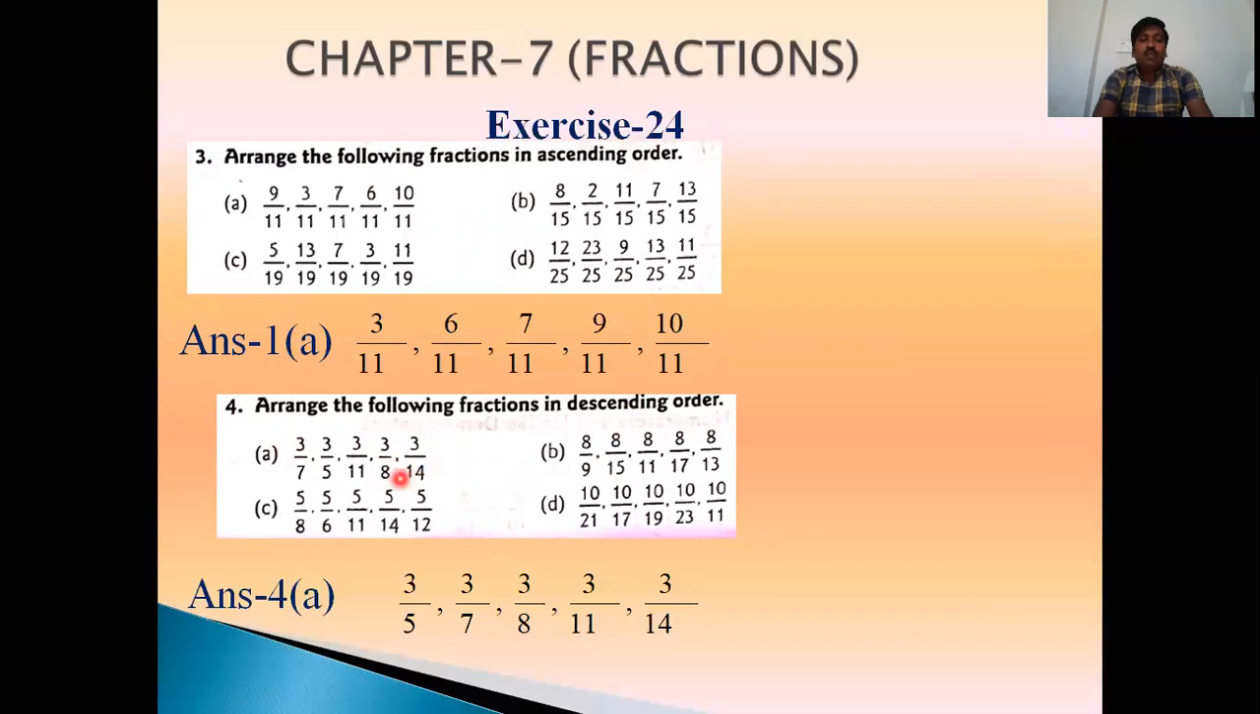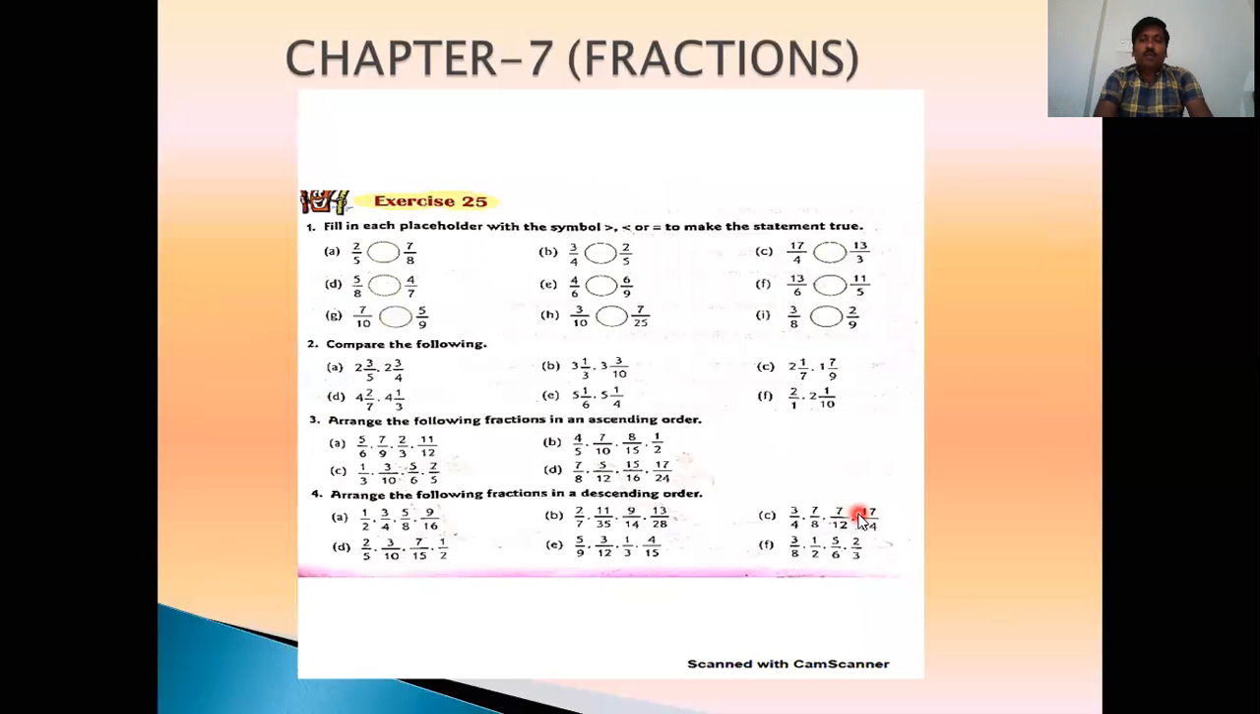Now when we see question number A, here we see the denominators are different but the numerators are equal. To compare this type of situation, the fraction which has the lesser denominator is the greatest. So here 5 is lesser than 7, so 3 by 5 is the greatest. Now arranging them in descending order, we write first 3 by 5, then 3 by 7, 3 by 8, 3 by 11, and 3 by 14. Okay, in this way we can solve exercise 24.